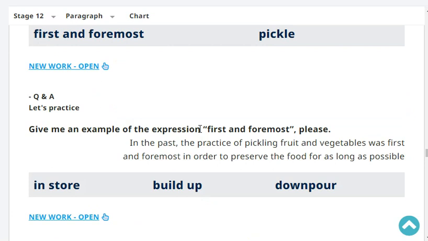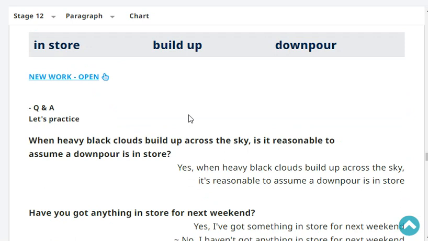Very good. When heavy black clouds build up across the sky, is it reasonable to assume a downpour is in store? Yes. When heavy black clouds build up across the sky, it's reasonable to assume a downpour is in store. Very good.